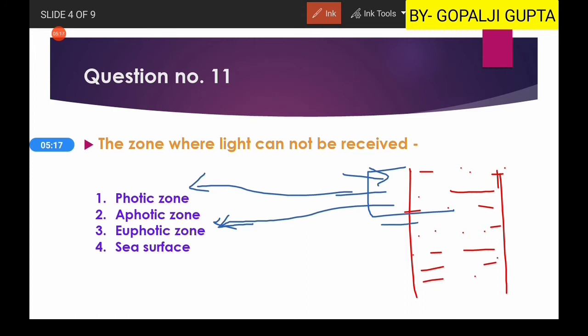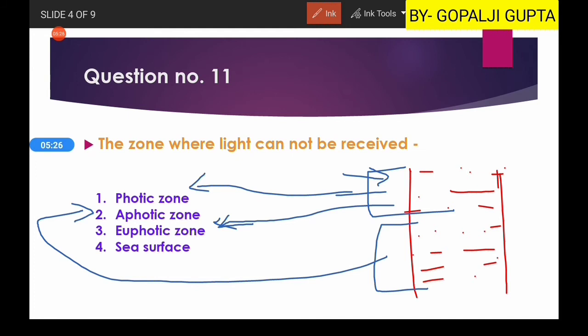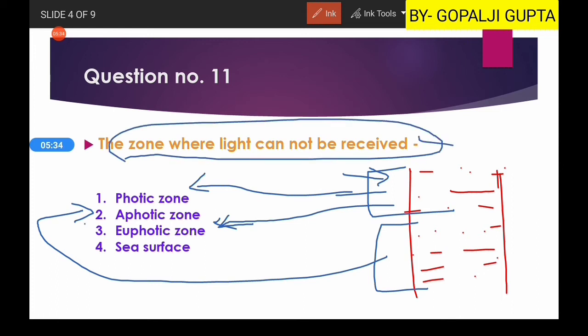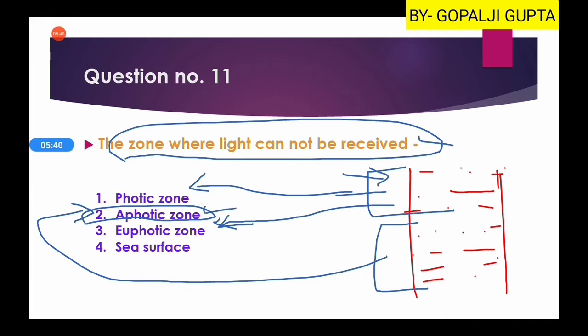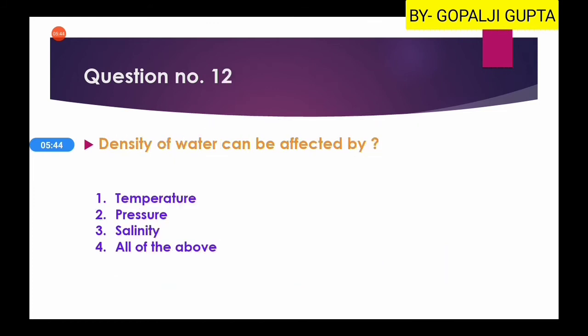But in the lower areas where light cannot penetrate up to that depth, this area is darker because of no light and is known as your aphotic zone. And here it is asking about the zone where light cannot be received. So this is the aphotic zone, where there is no penetration of light. So this is the right answer, second option.